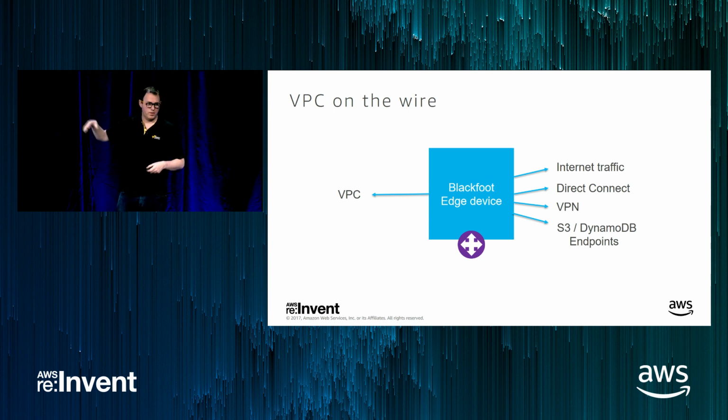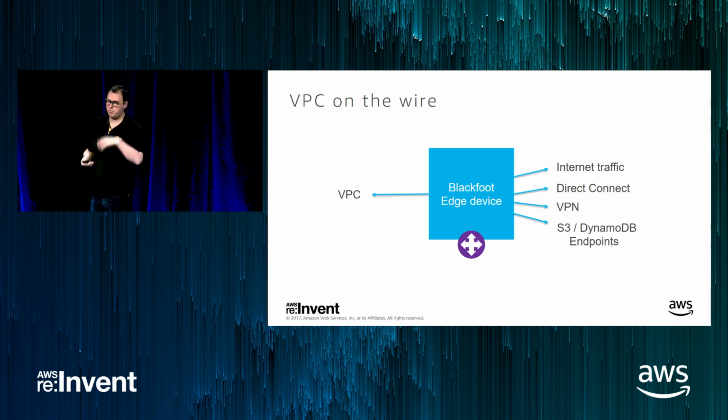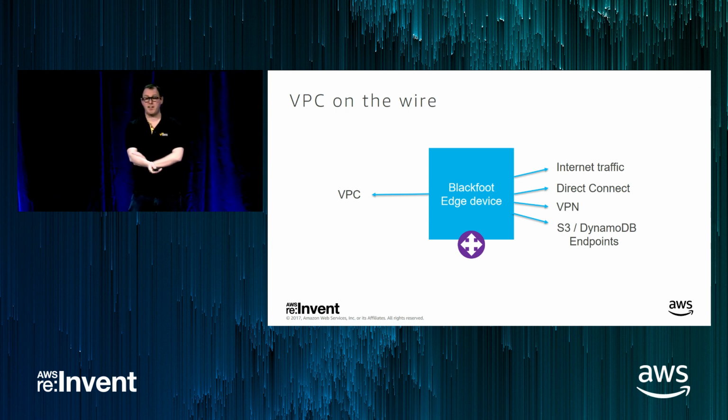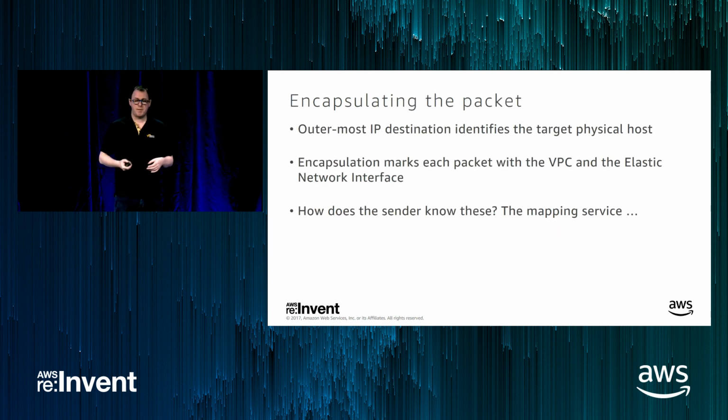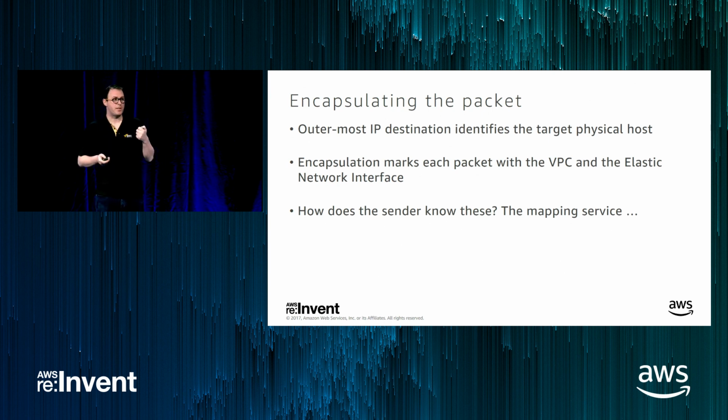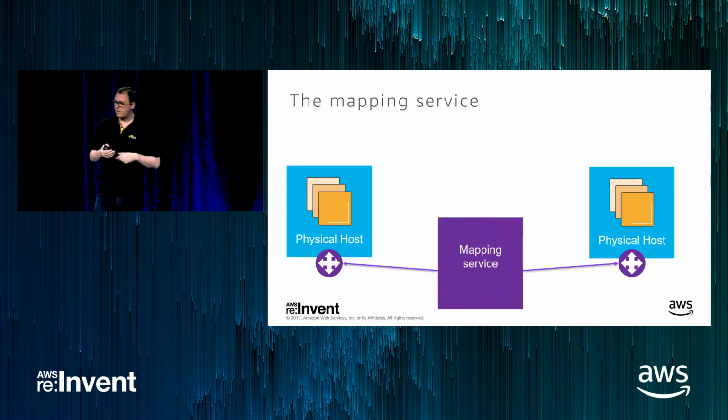That is also using the magic of Blackfoot to apply that translation and connect everything together, right? It's pretty cool. So as I mentioned, the outermost IP destination just identifies the target host, or where it needs to go. We mark all the packets, but how do we know these, right? How do I know which physical host to send a packet to? And that's where this thing called the mapping service comes in.